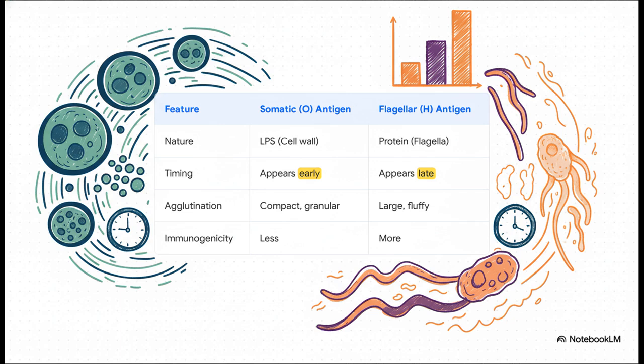Now, this next one is crucial for diagnosis. O appears early and disappears early. That's your signal for a recent infection. H appears later and sticks around much longer. And as we've already covered, their clumps look totally different. Compact and chalky for O versus big and fluffy for H.